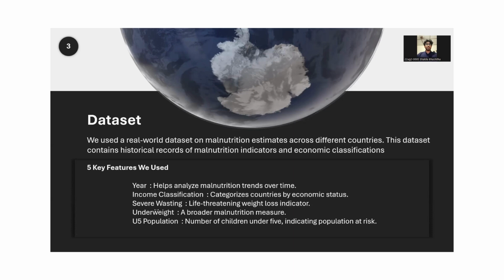Year helps us track change in malnutrition over time. Income classification divides countries into different economic groups. Severe wasting measures extreme weight loss in children. Underweight is a general indicator of malnutrition. U5 population represents the number of children under 5 who are most at risk. By focusing on these features, we are able to build models that give clear and meaningful insights.